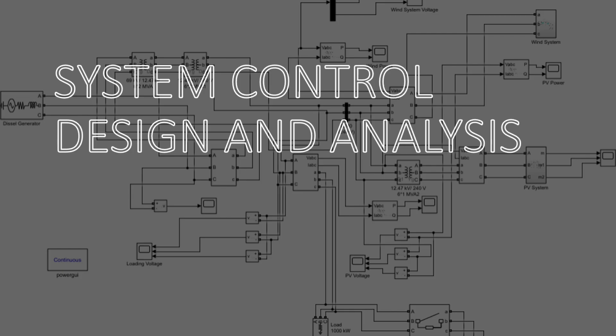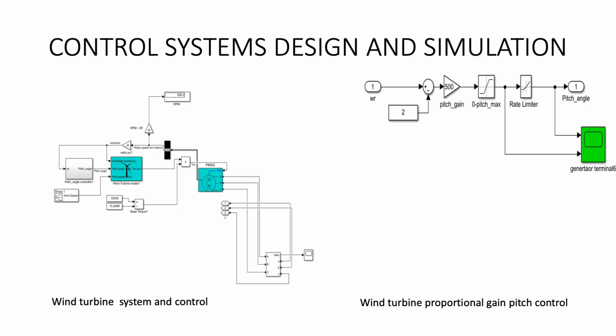We'll be looking at the system control and design analysis of the proposed hybrid system. The purpose of dynamic modeling and simulation is to determine if the proposed system can maintain a steady state response during various system changes. In the diagram, we can see the system designed to control the wind turbine.